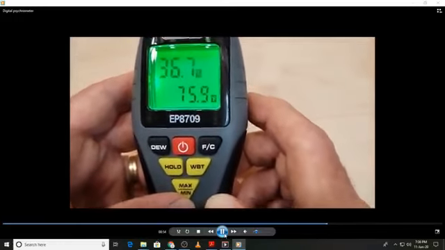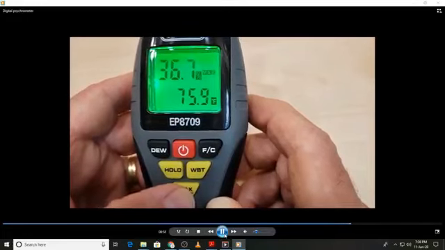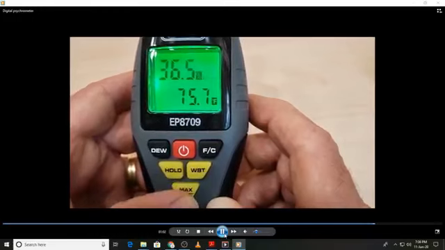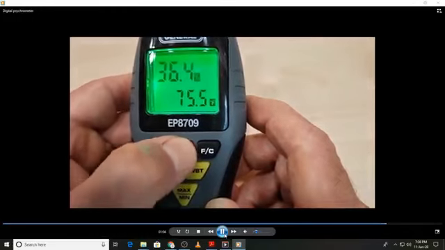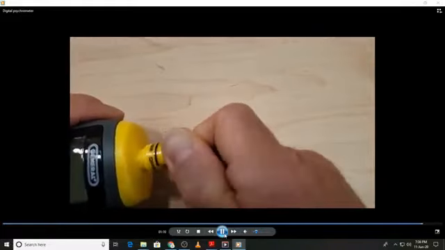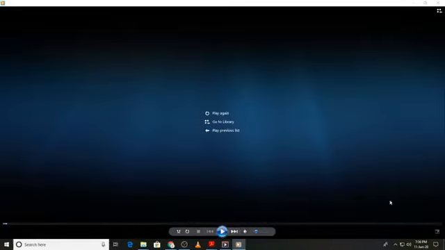And this is quite a handy instrument and used to measure the desired values in the industry. Once you have used it, you can close the sensor cap and store it in its casing.